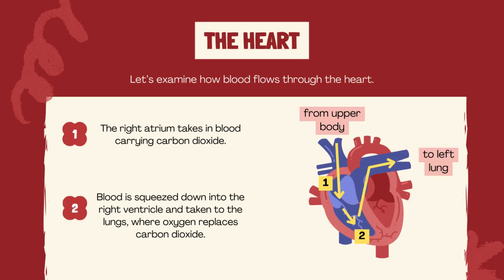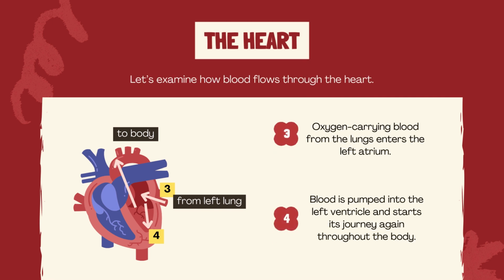The heart. Let's examine how blood flows through the heart. One: the right atrium takes in blood carrying carbon dioxide. Blood is squeezed down into the right ventricle and taken to the lungs where oxygen replaces carbon dioxide. As you can see, the blood is taken to the left lung where oxygen replaces carbon dioxide.